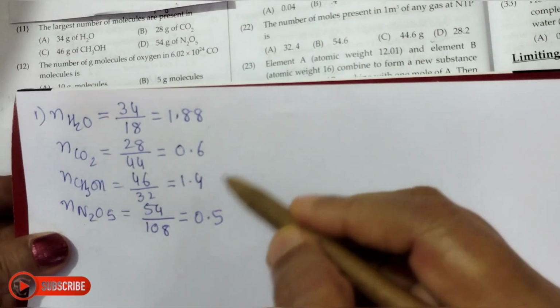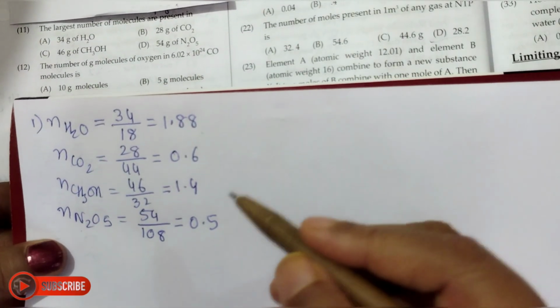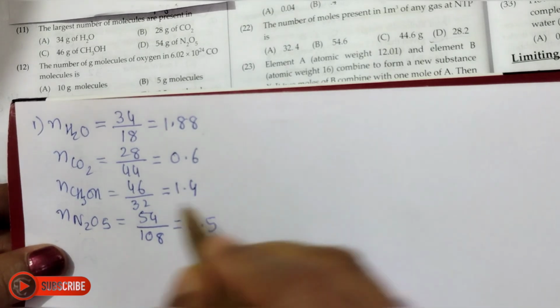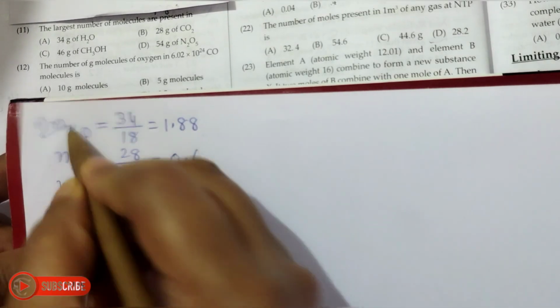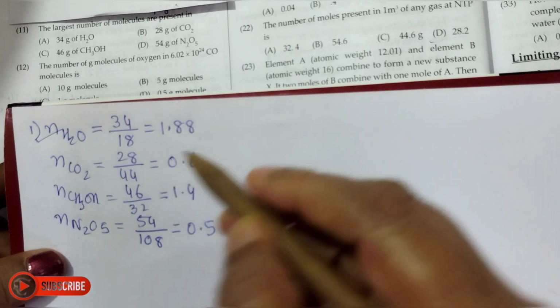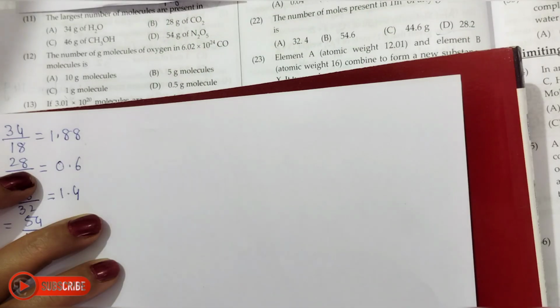Students, as the number of moles will increase, the number of molecules will also increase, and therefore the number of moles is maximum in the first option, that is 1.88, and therefore the answer is the first option. Let's see the next question.